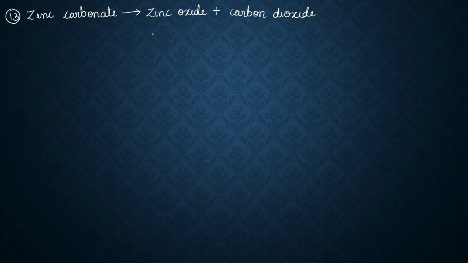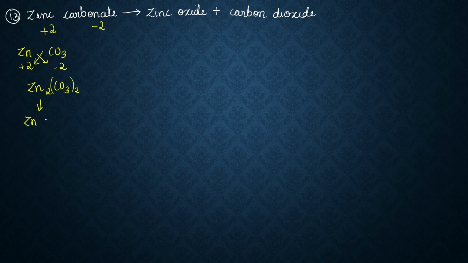Next question is zinc carbonate. So carbonate has got the anionic valency of -2 and zinc has got the cationic valency of +2. So if I cross over the charges, it becomes Zn2(CO3)2, and I've told you already you can simplify this so that you will get ZnCO3.